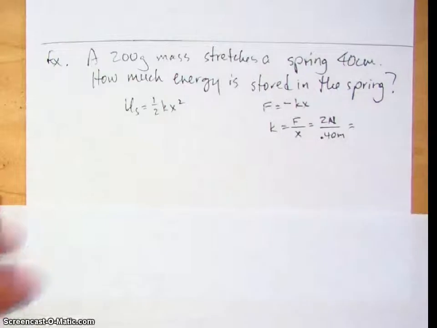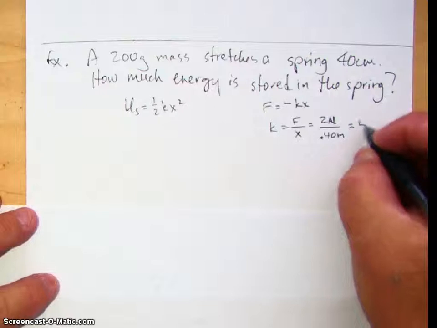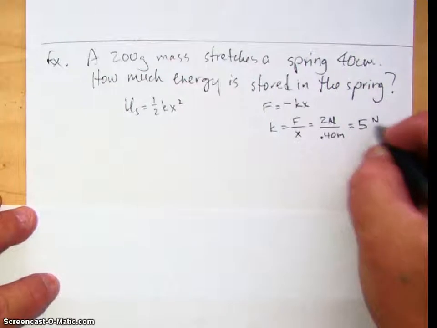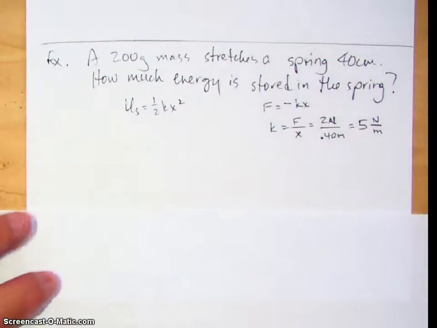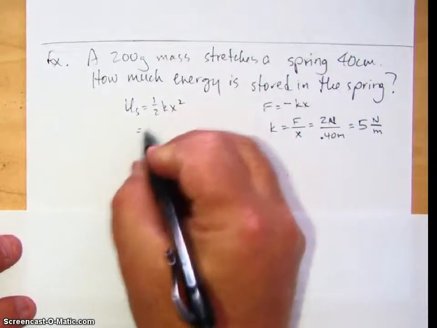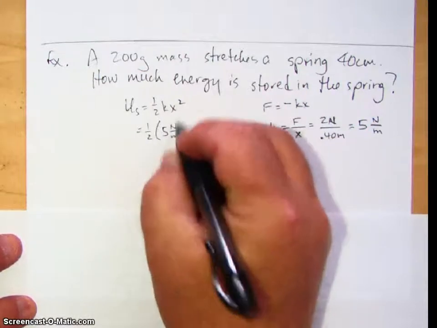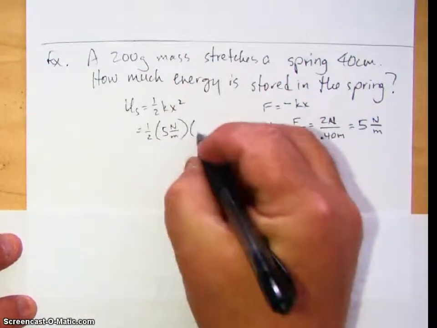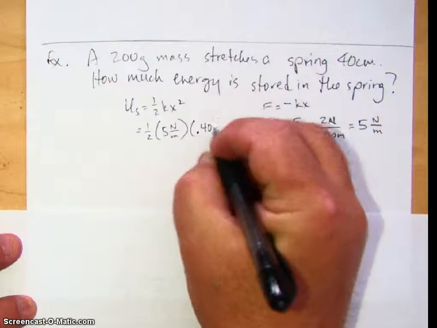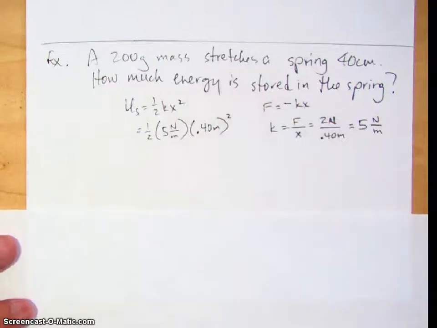2 divided by 0.40 is 5. Now, take a look at my units. Nothing cancels out. I don't want anything to cancel out. k is 5 newtons per meter. Once I get that, then I plug that in here. 1/2, 5 newtons per meter times 0.40 meters squared.